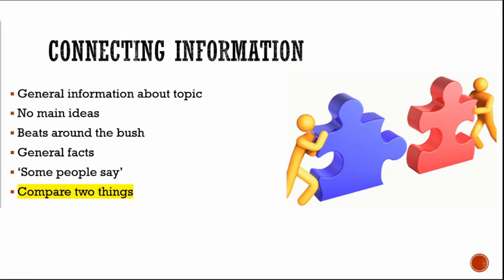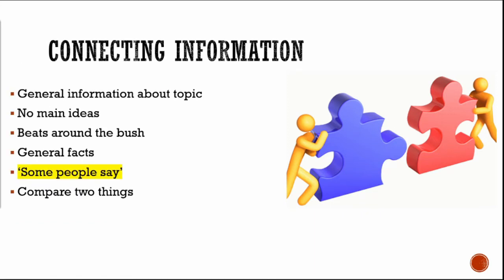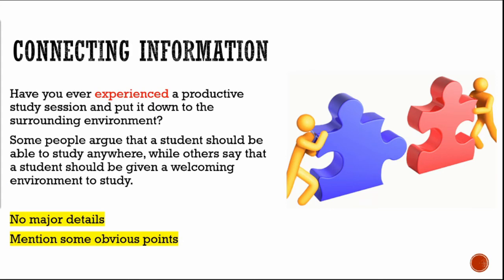Let's have a look at how we can compare two things in the introductory paragraph. The difference between X and Y, and so on. I have always just got general information here. Here's another example: some people say. Some people argue, some people say, some people claim, some people think that a student should be able to study anywhere, while others say that a student should be given a welcoming environment to study. Again, no major details, just something obvious.